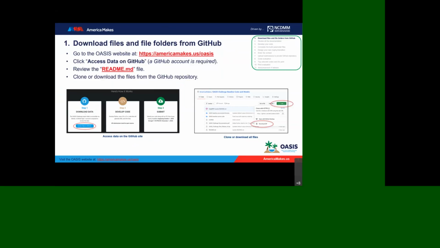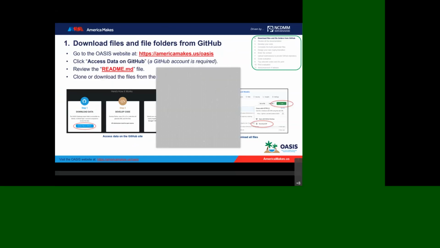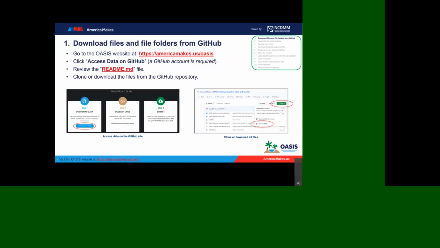Under step 1, download data, you want to click access data on GitHub. You will need a GitHub account in order to do this. Once you get in there, what I have on the right-hand side is the actual file structure. It has the baseline source code, all the compiled binaries and examples, the license, the OASIS challenge documentation, which I mentioned on the previous slide, and the parts. It will also have a Readme file.